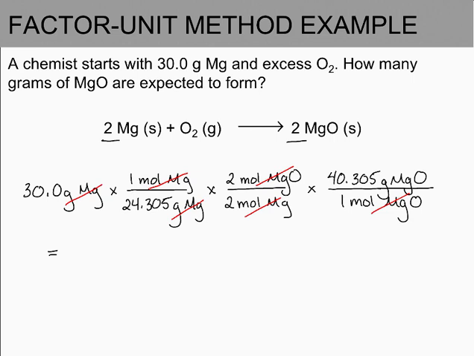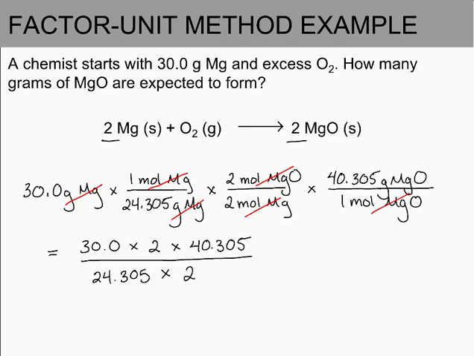So let's simplify everything. We have in our numerator 30.0 times 2 times 40.305, and in the denominator, we have 24.305 times 2. You could cancel the 2's because there's one in the numerator and one in the denominator, and that would further simplify the problem. And then our final unit is grams of magnesium oxide.